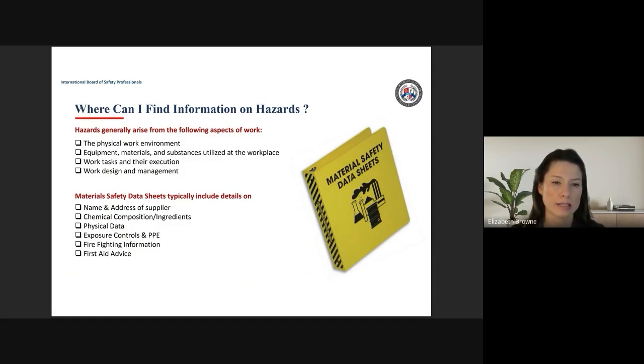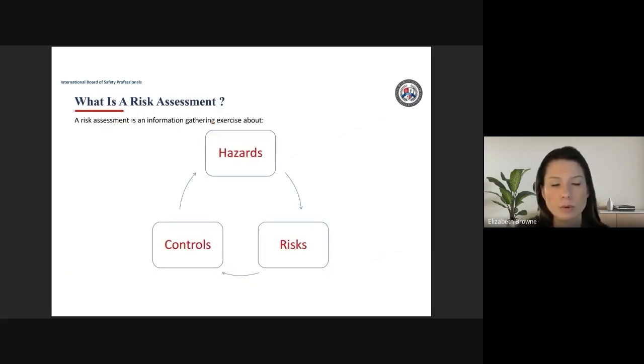Additionally, we could look at the work tasks themselves and their execution, and then the work design and management. So all of these things, again, we're trying to address these hazards and look in a comprehensive way at all the processes within the company. All right, so what is a risk assessment itself? A risk assessment is an information gathering exercise that, again, it's great to do individually, but to come back together as a team to create a comprehensive list of the hazards and the risks, and work together as that team to decide on the most appropriate controls for those hazards and risks.